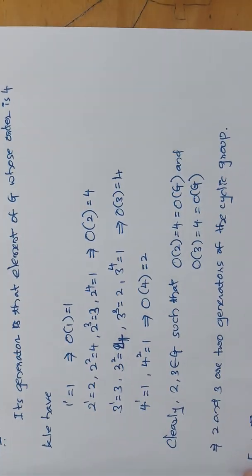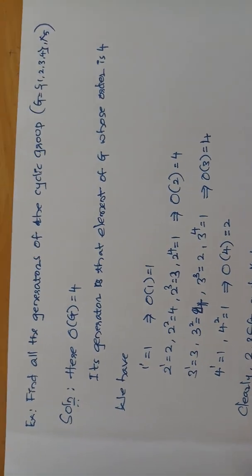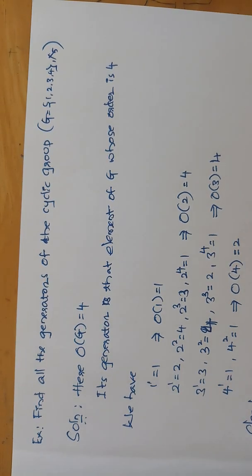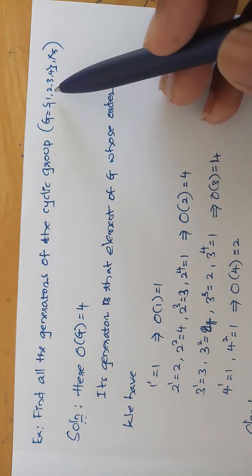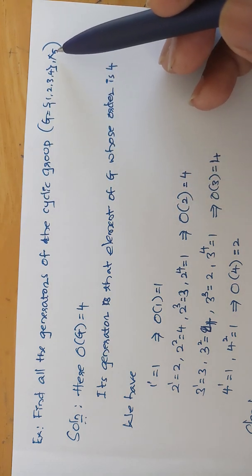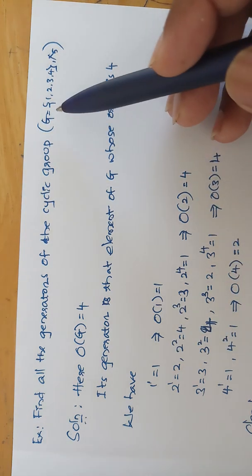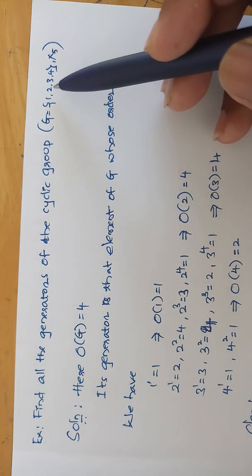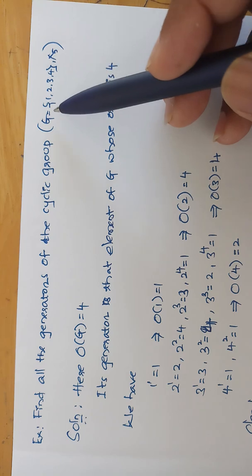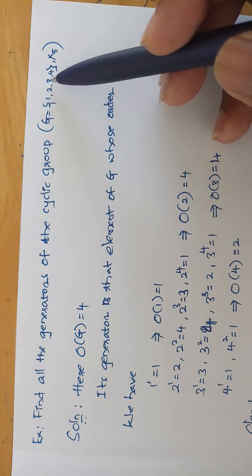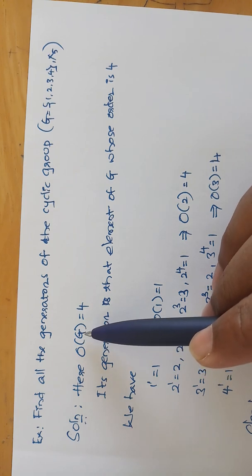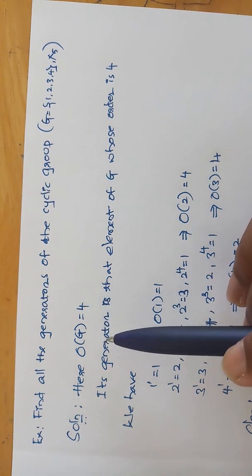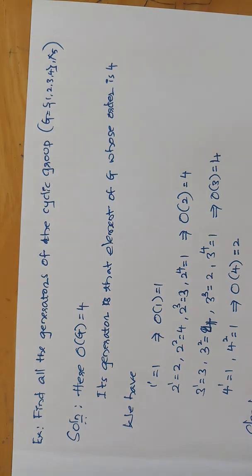So from this you can understand how to generate the generators of the cyclic group. Find all the generators of the cyclic group Z = {1, 2, 3, 4} under multiplication modulo 5. Here the order of the group is the number of elements present in the group, that is 1, 2, 3, 4. So 4 elements are there, therefore the order of the group Z is 4. Now we have to find its generators.